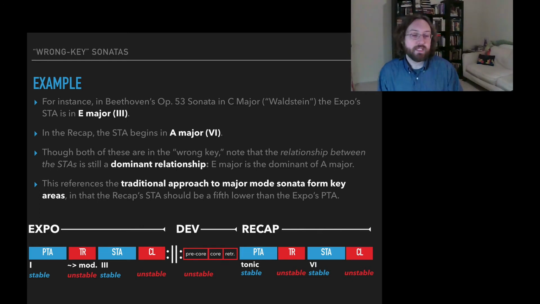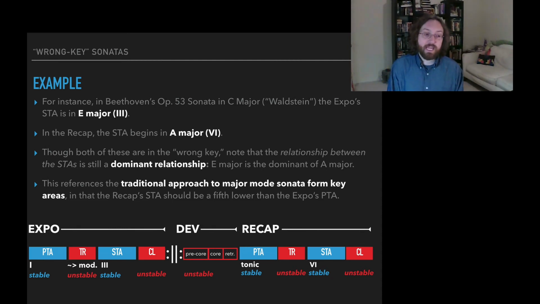Though both of these areas are indeed in quote-unquote the wrong key from what we expect them to be, we should note that the relationship between the secondary theme areas is still a dominant relationship. This refers back to these sorts of rituals that we're expecting in the sonata form, that there will be certain relationships, these certain values that are held from form to form, even when there are some things that change, like in this case, having the wrong key.